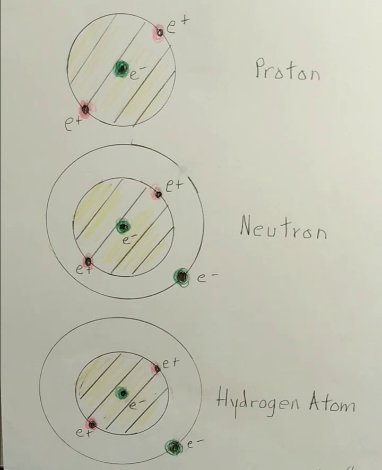A neutron is a proton plus an electron. Neutron charges are two positive and two negative, equals zero charge overall.